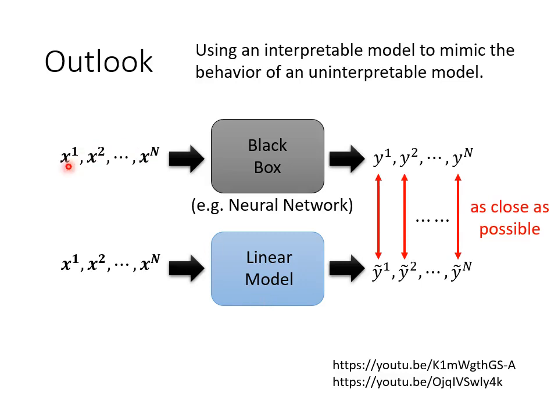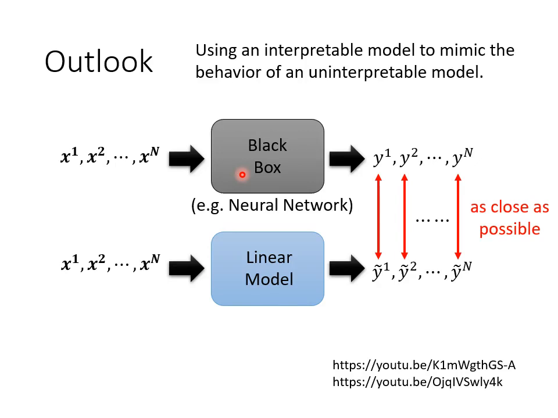When the neural network is given x1 to xn, it outputs y1 to yn. We ask this linear model, when given x1 to xn, to also output the same y1 to yn as the black box. We ask this linear model to imitate the behavior of the black box. If the linear model can successfully imitate the behavior of the black box, we can then analyze what the linear model does, and it will be easier to do analysis. After the analysis, maybe we can know what this black box is doing.